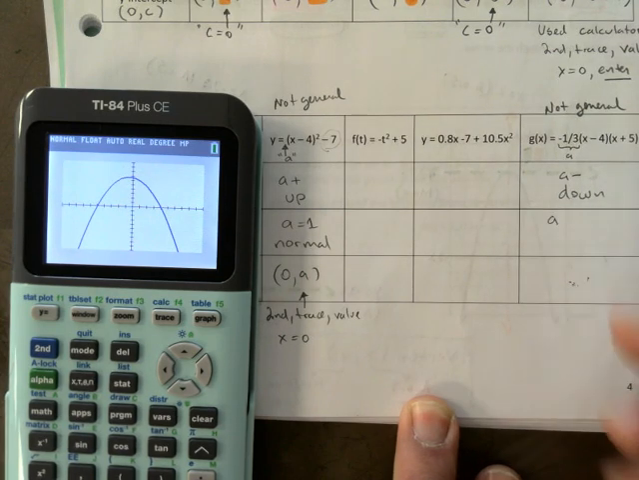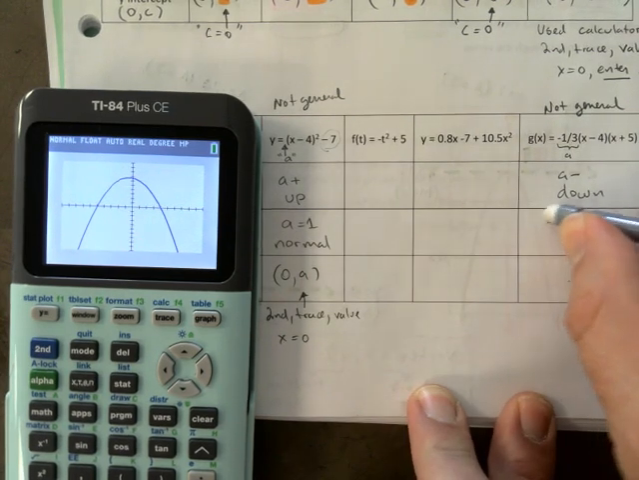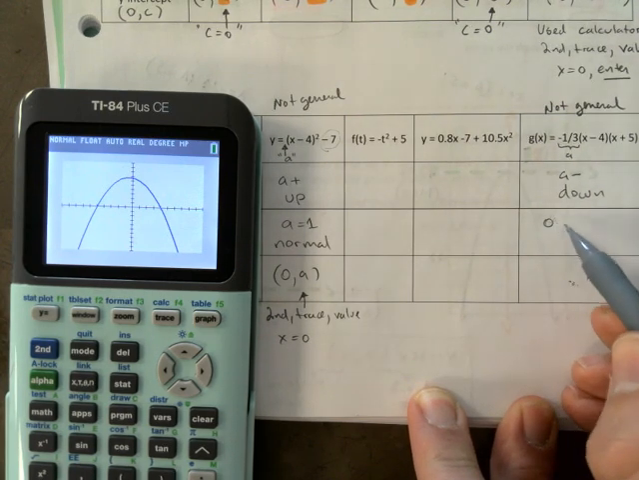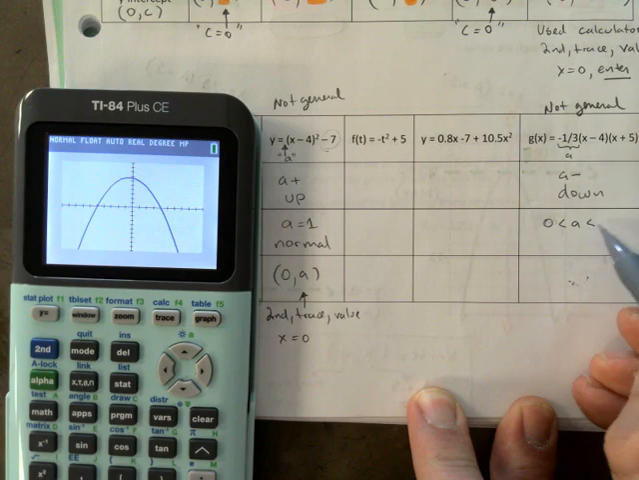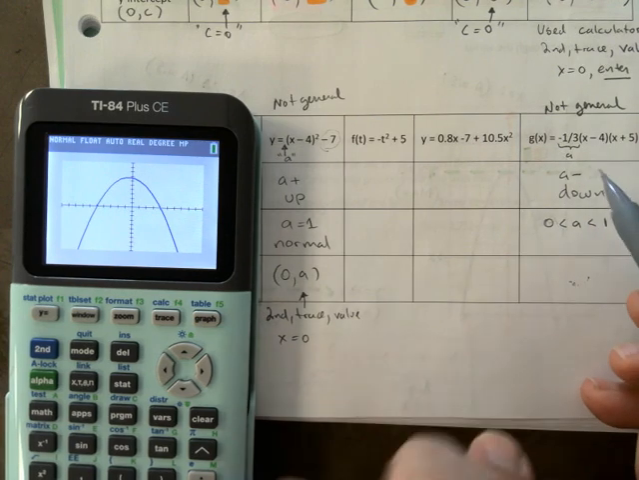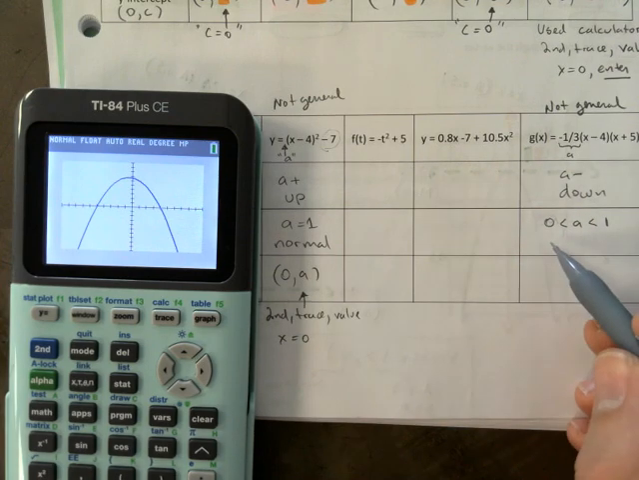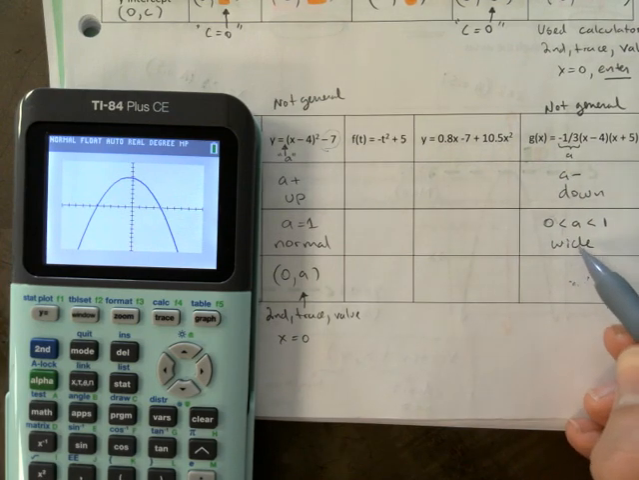This is the tricky one. Students are like, oh, it's negative, so it's obviously wide. No. Just look at the value of A. A, without the sign, is between 0 and 1. So this would be wide. This would be considered a wide curve.